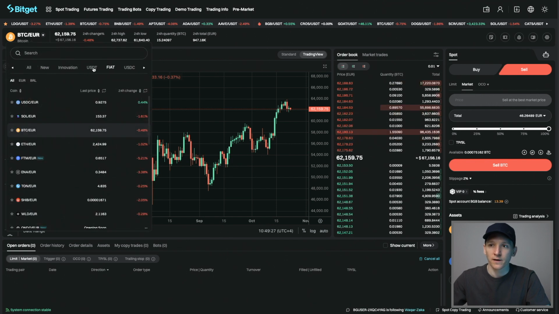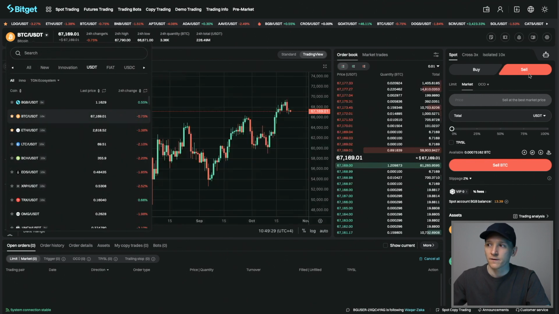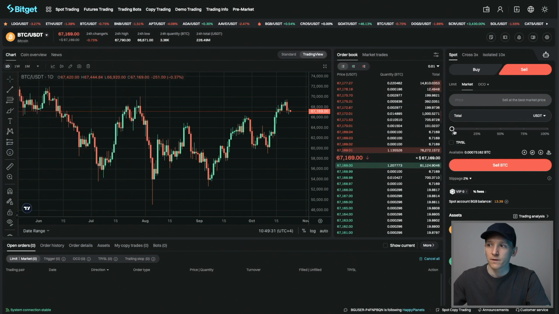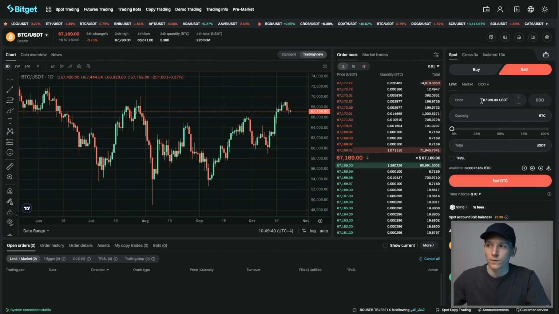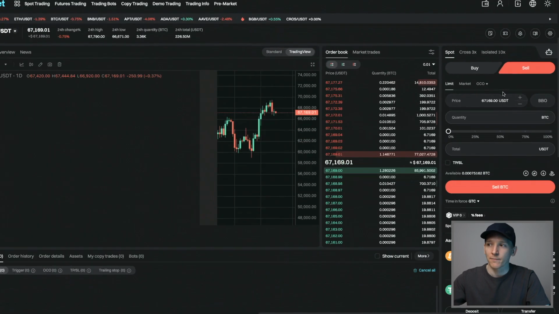So I'm actually going to trade the USDT pair, Bitcoin USDT, sell, and it's exactly the same. We can put a market order in and sell the total amount of Bitcoin that we have. That goes back into BTC. Now we can also use a limit order to sell. So if you press limit order here, we can now choose the exact amount that we're trading.